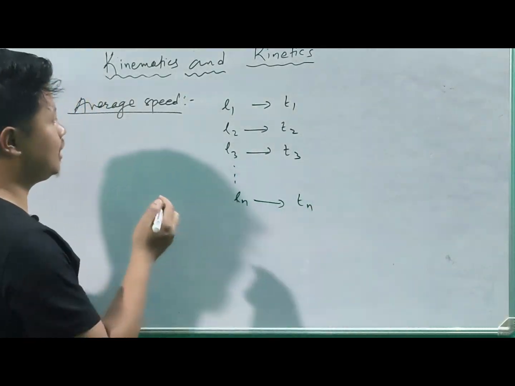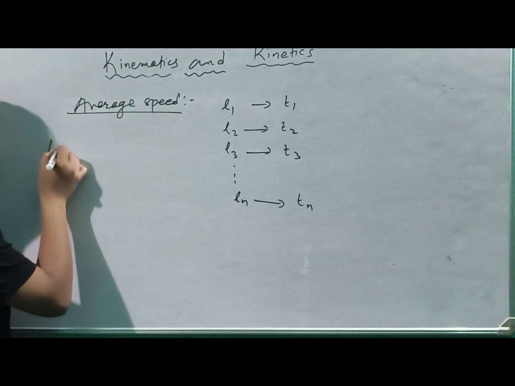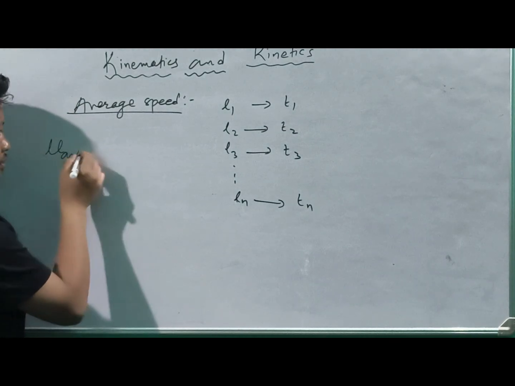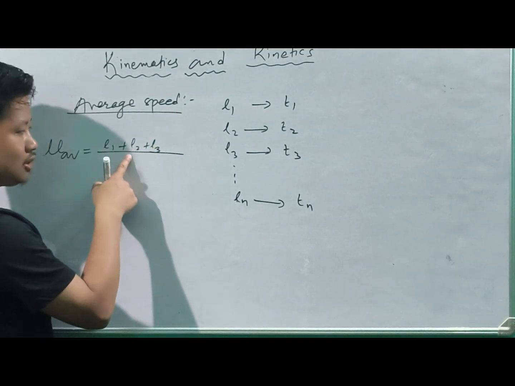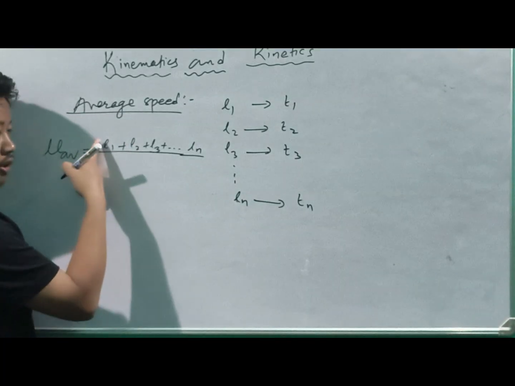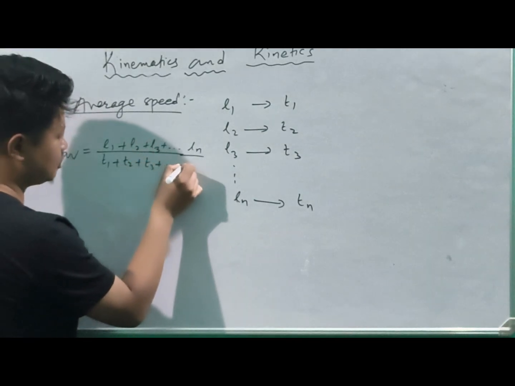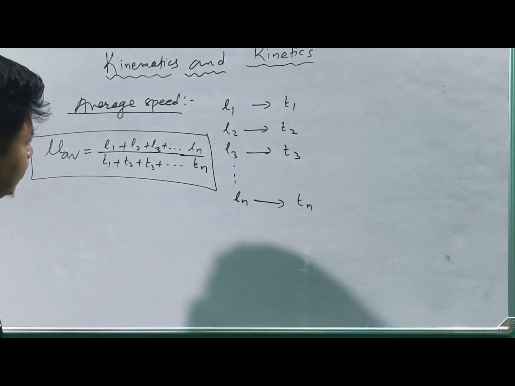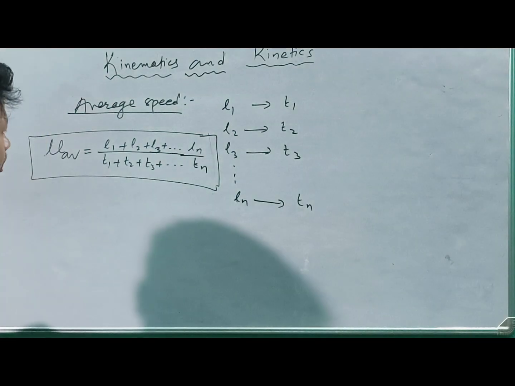And how to calculate the average speed? Speed is usually denoted by u. So let me write u_av, which stands for average speed. It will be equal to L1 plus L2 plus L3 and so on till Ln, divided by time, since speed is distance upon time, t1 plus t2 plus t3 and so on till tn. So that will give us the idea of the average speed. This is one way to find the speed of any particle or any object.